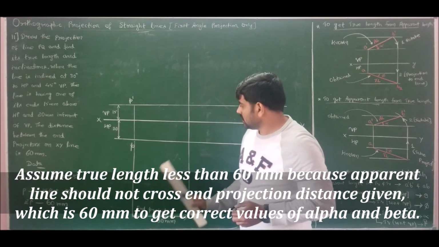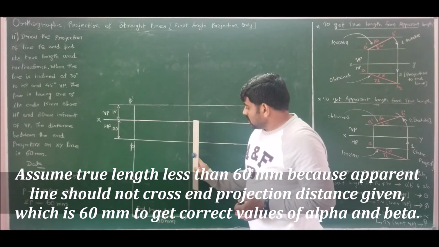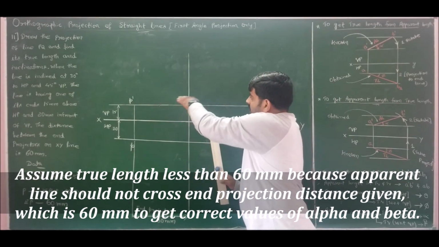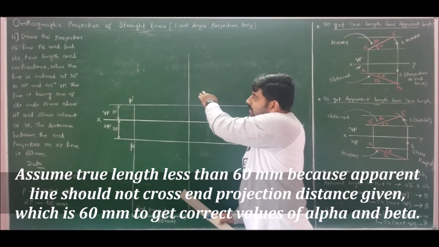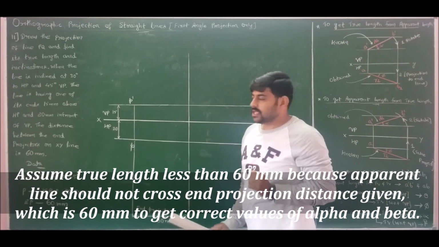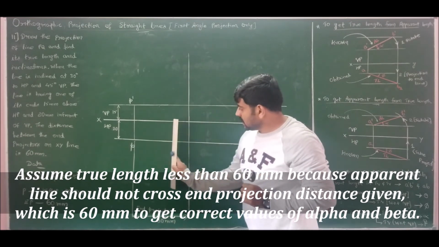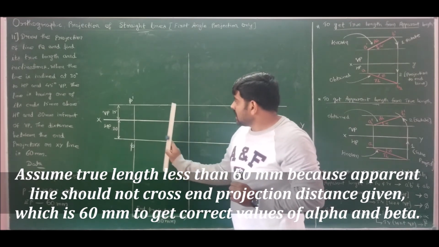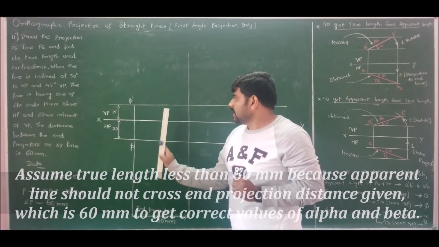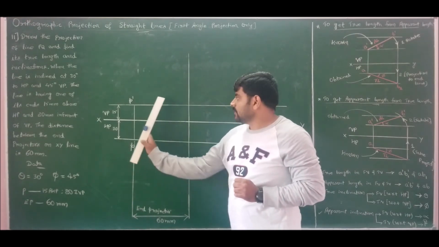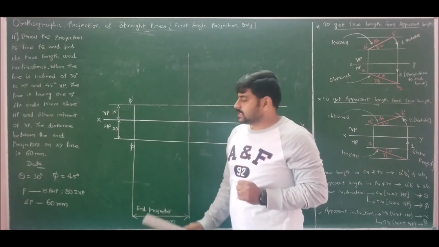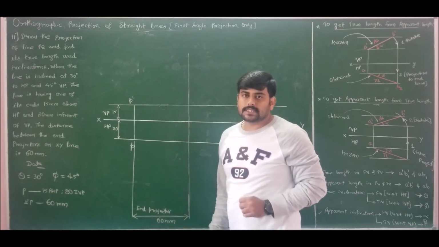This is because if I assume a true length greater than 60 mm, the apparent lines might exceed the end projector. Thereby, I might get wrong values of alpha and beta. So assume the true length less than 60 mm, so that the apparent lengths will come within this end projector. Thereby, I can extract the actual values of alpha and beta and project them to the true end projector. Hence, assume true length less than 60 mm.